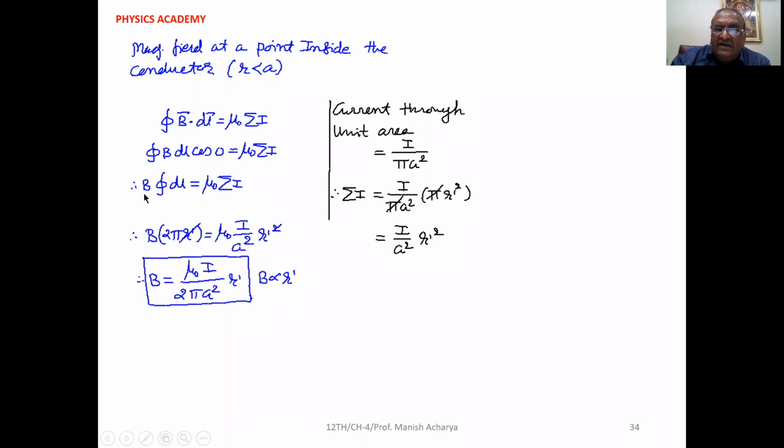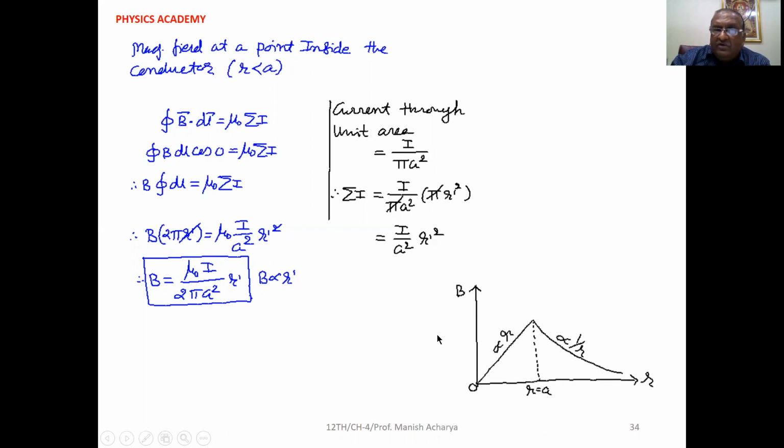So here we can write now B integration dl, that is 2 pi r dash, mu 0 as it is, and sigma I, which we calculated here, substitute I r dash square upon a square. So here one r dash cancelled. So B is equal to mu 0 I r dash upon 2 pi a square. So here we can observe that B is proportional to r dash.